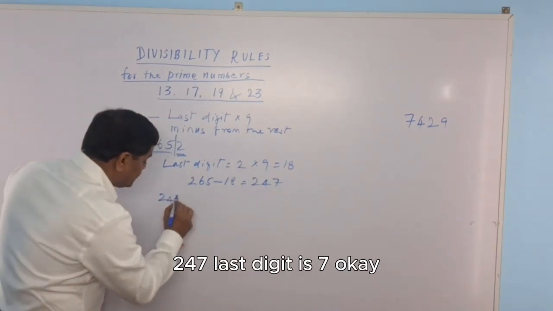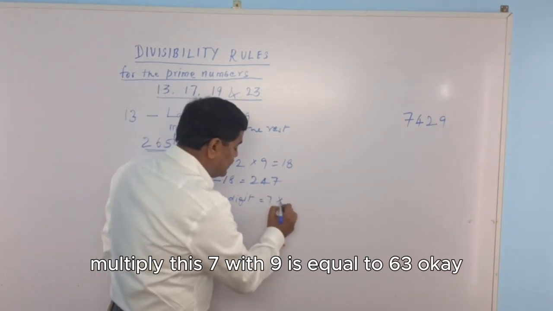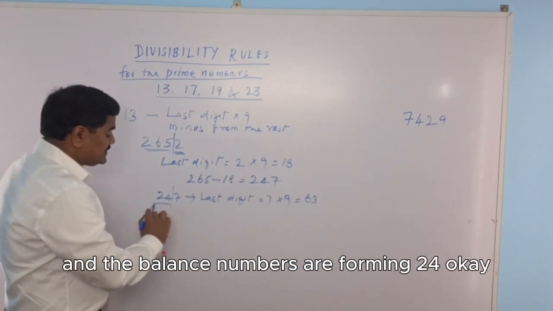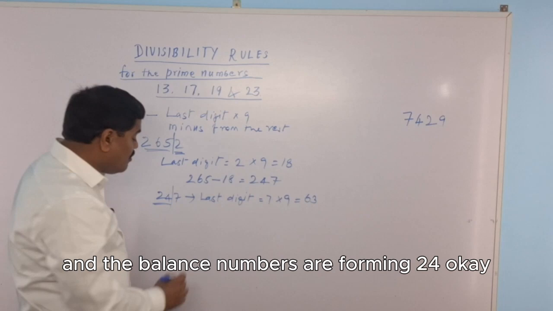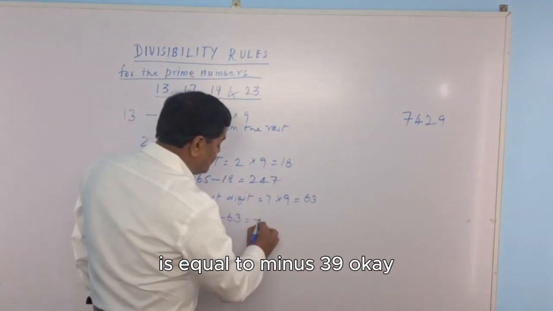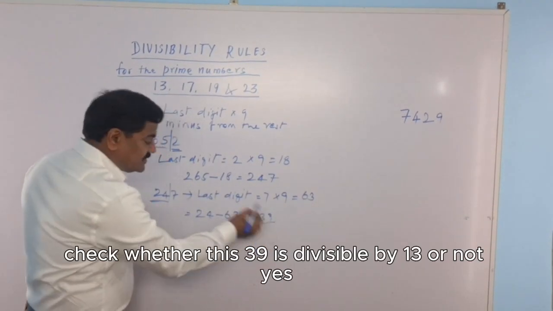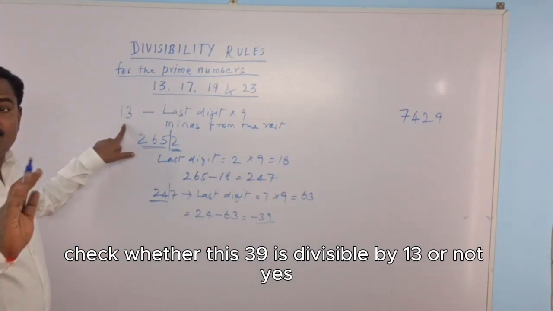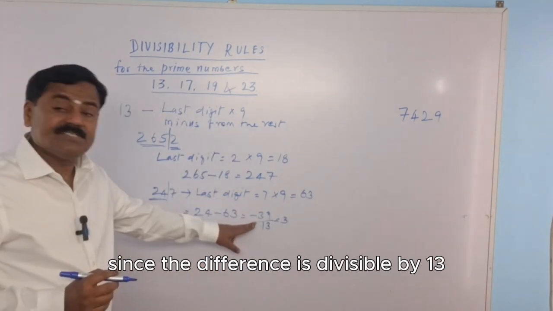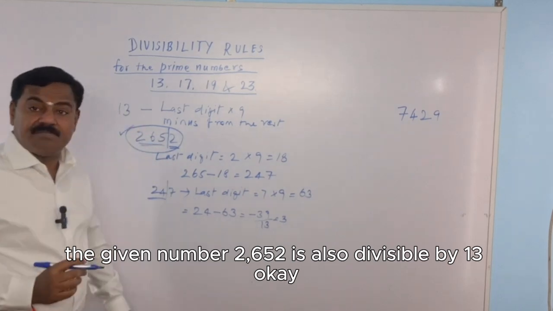Take 247. The last digit is 7. Multiply this 7 with 9, which is 63. Leave this 7 aside and the balance digits form 24. The difference between 24 and 63 is minus 39. Forget the symbol, whether it is plus or minus. Check whether 39 is divisible by 13 or not. Yes, it is divisible: 3 13s are 39. Since the difference is divisible by 13, the given number 2652 is also divisible by 13.